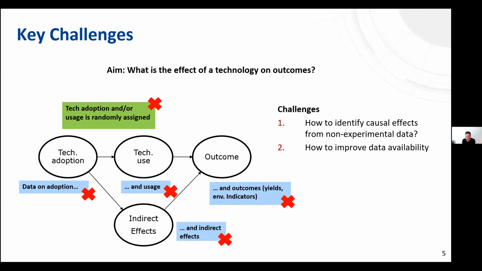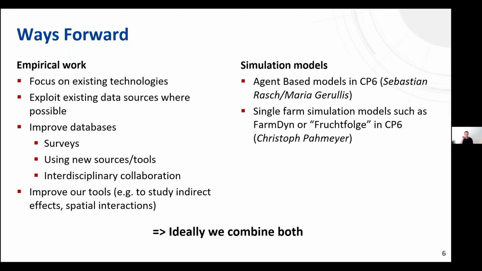We also have little data on the outcomes, so on yields and indicators. That's probably a bit better, but at least in combination with tech usage, it is really limited. So we hardly ever have information about the usage and the outcome in combination. And the same goes for indirect effects. Here we also have little data, and I think there is also a limitation in terms of the methods and the theory, in terms of how we study these indirect effects. So that is what we are operating with, and the challenges that we need to address in order to answer that question. So what are ways forward?